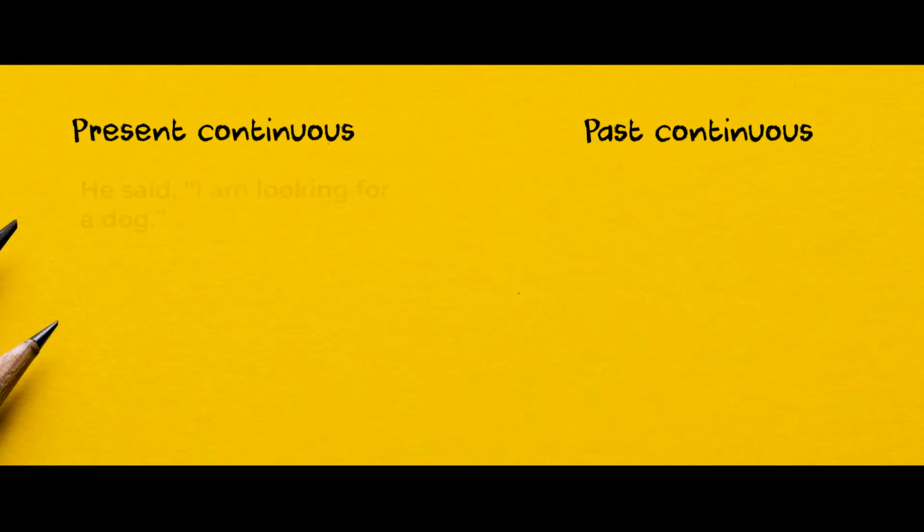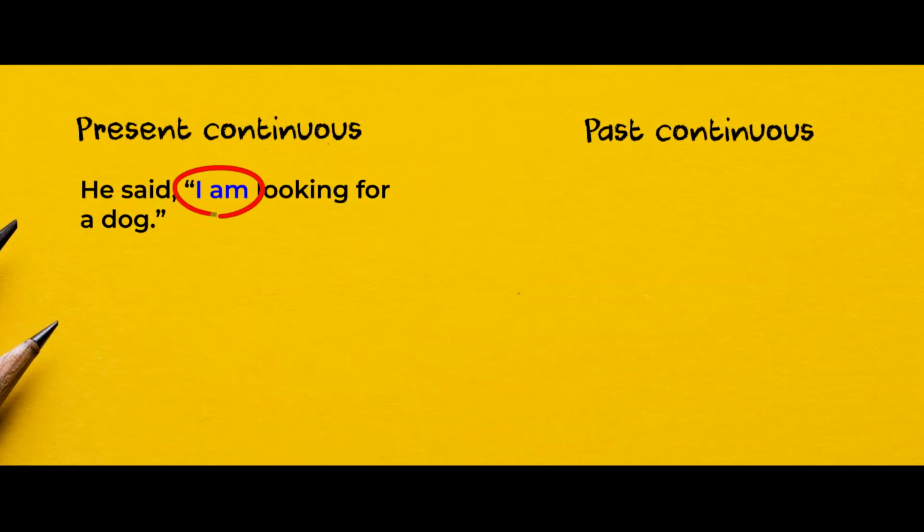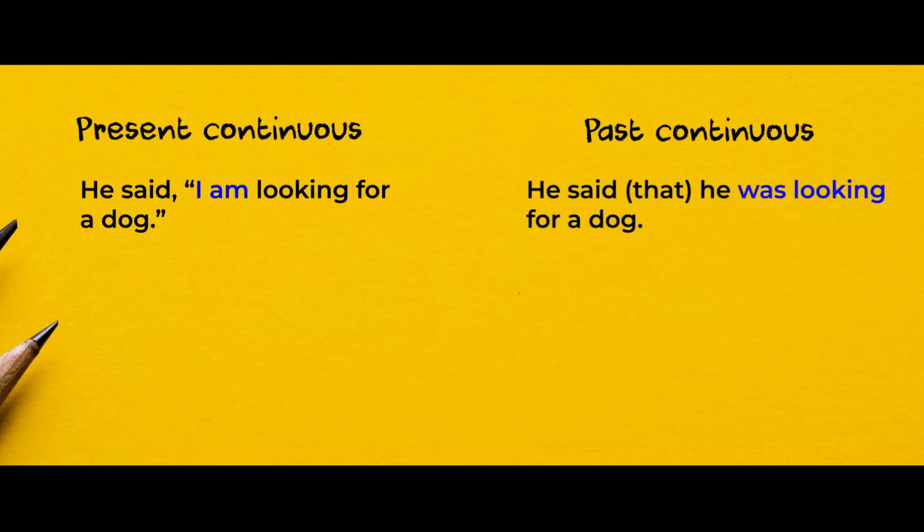Okay? For example, the present continuous in direct speech changes to past continuous in indirect speech. For example, he said, I'm looking for a dog. Am looking is in present continuous. Now when you change this statement into indirect speech, it changes to was looking. Am looking changes to was looking. For example, see, he said that he was looking for a dog.